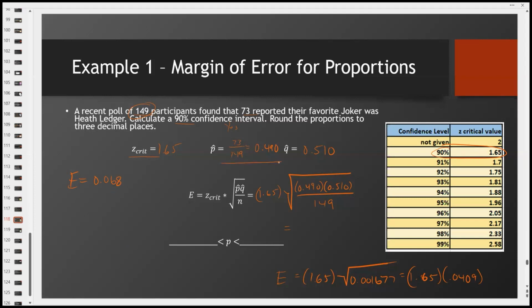And so our best estimate for the proportion based on what we have here is 0.490. To find the upper limit of the confidence interval, we just add 0.490 plus 0.068, 0.558, and then subtract 0.490 minus 0.068, 0.422. So we could estimate that we could be 90% confident that between 42.2% and 55.8% of participants reported that Heath Ledger was their favorite Joker.